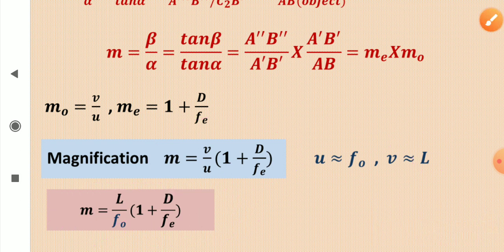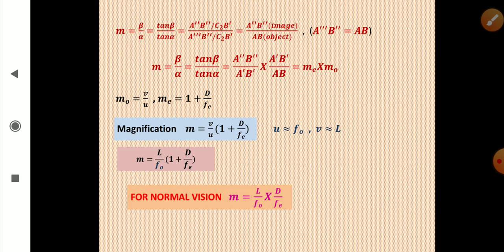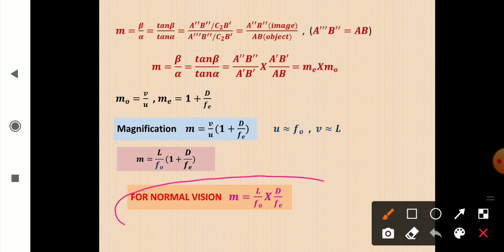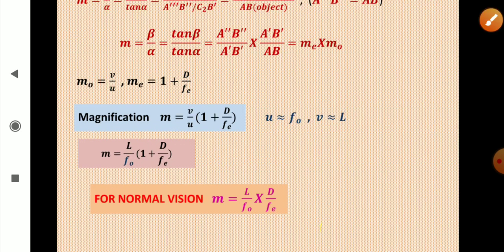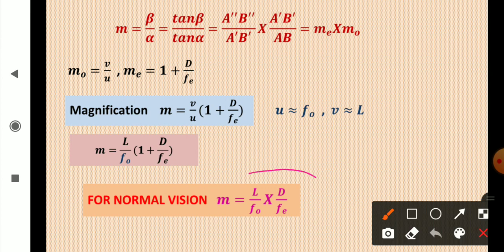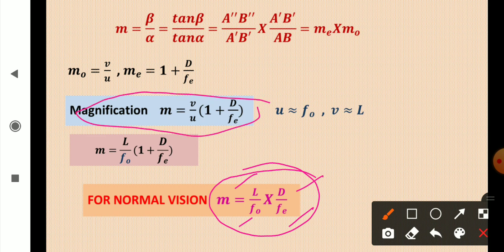Okay, and for normal vision. Now, if you are going to take normal vision, then you know that magnification of eyepiece for normal vision will be D upon FE. So in place of ME, I can put this one. So in place of this, I can write this. So in normal vision, the magnification of this compound microscope is L upon FO into D upon FE. But we prefer to use a compound microscope at least distance of distinct vision.